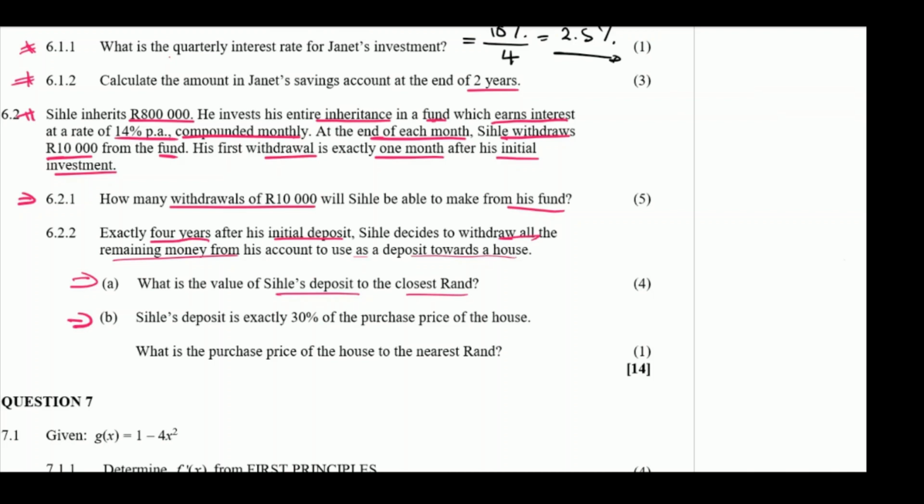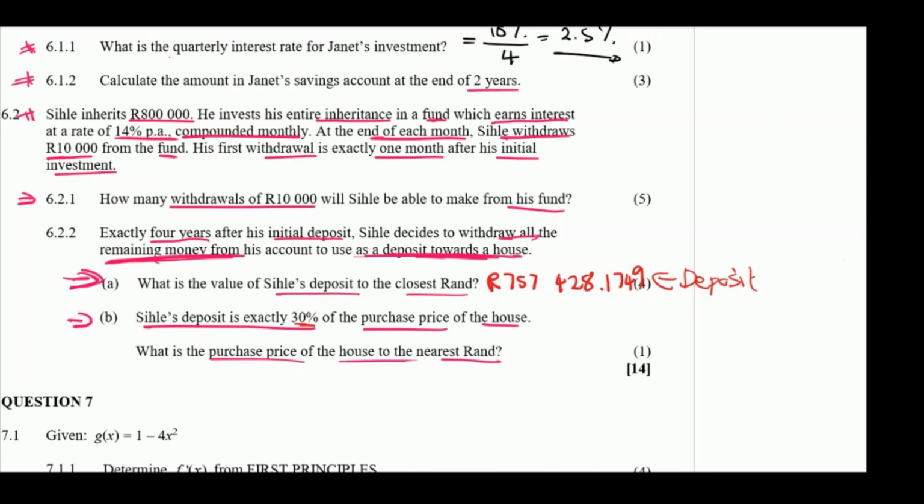So now in B they say Sihle's deposit is exactly 30% of the purchase price of the house. So what is the purchase price of the house to the nearest rand? So this is just the deposit, right? And we know that we have 30%, so this is the purchase price of the house, which is 30%. We want to know the purchase price of the house exactly. So we're going to say the 30% multiplied by X, which is the amount of the house. We don't know the price of the house, but we know that 30% of the amount of the house will give you this deposit value.